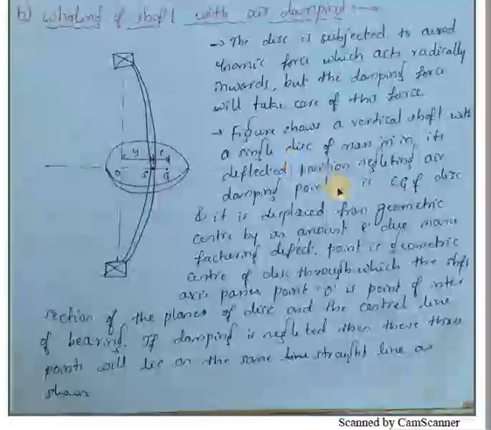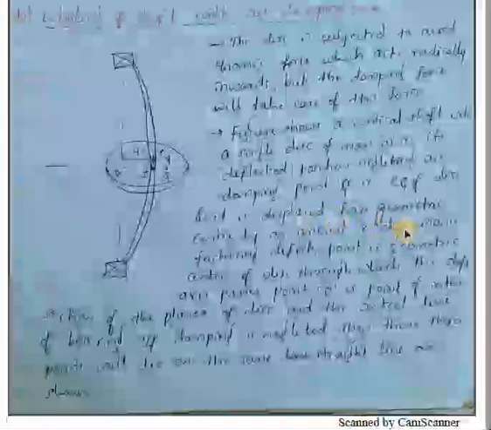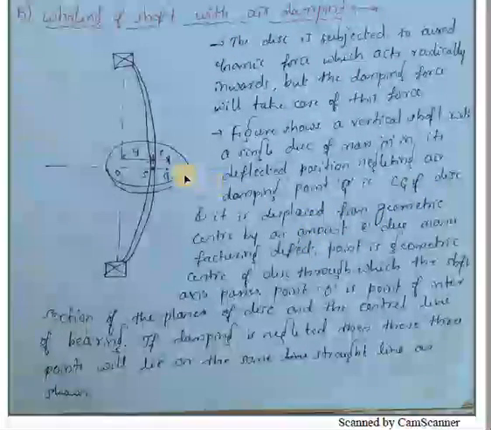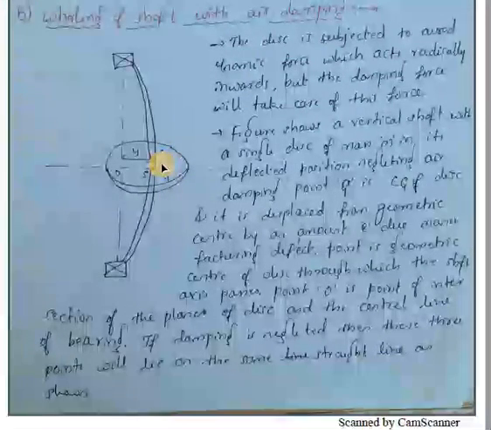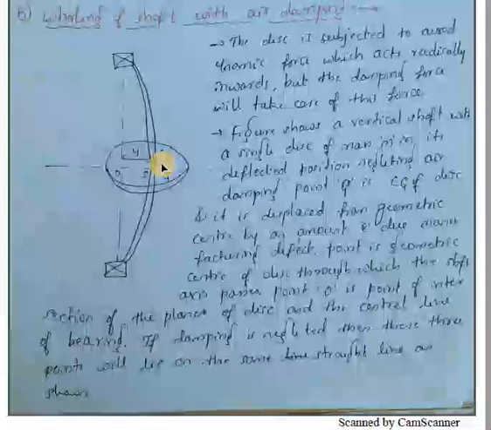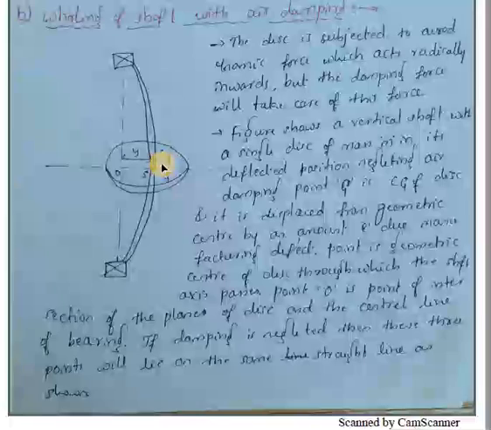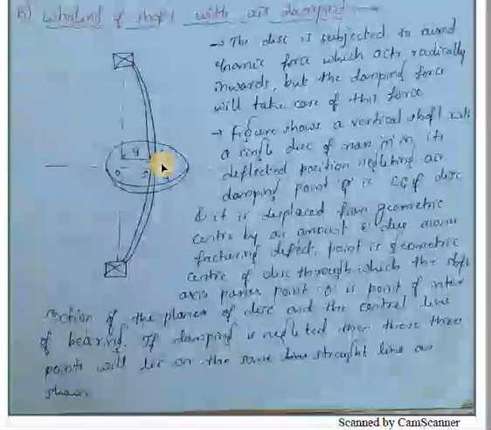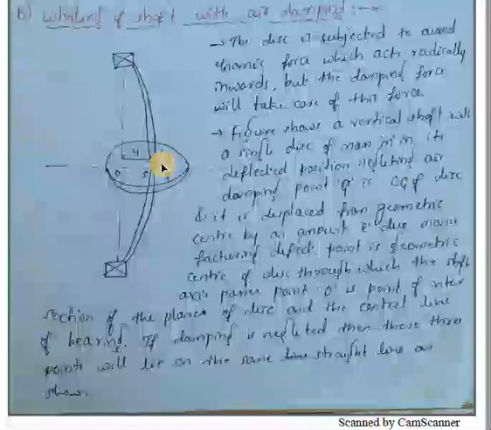Point G is the CG of the disc, and it is displaced from the geometric center by an amount e, this distance, due to manufacturing defect. Point S is the geometric center of the disc through which the shaft axis passes. Point O is the point of intersection of the plane of the disc and the central line of the bearing.